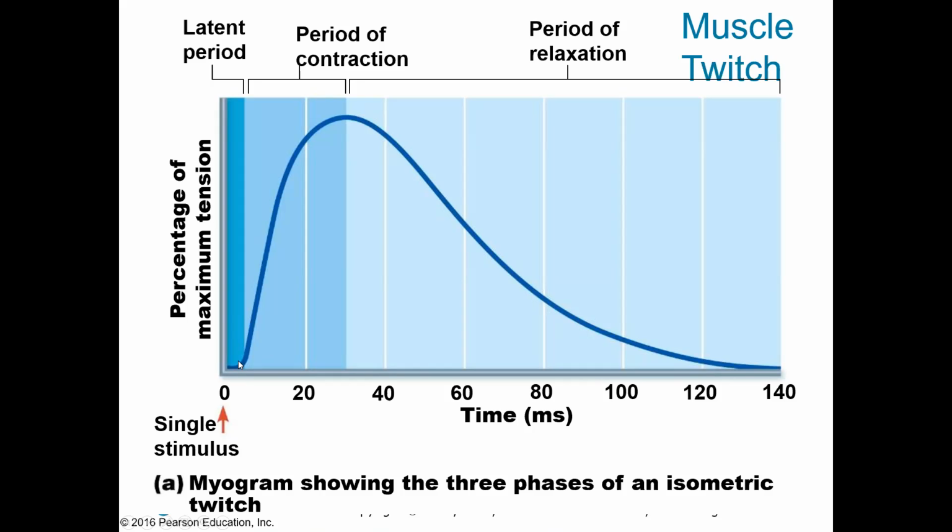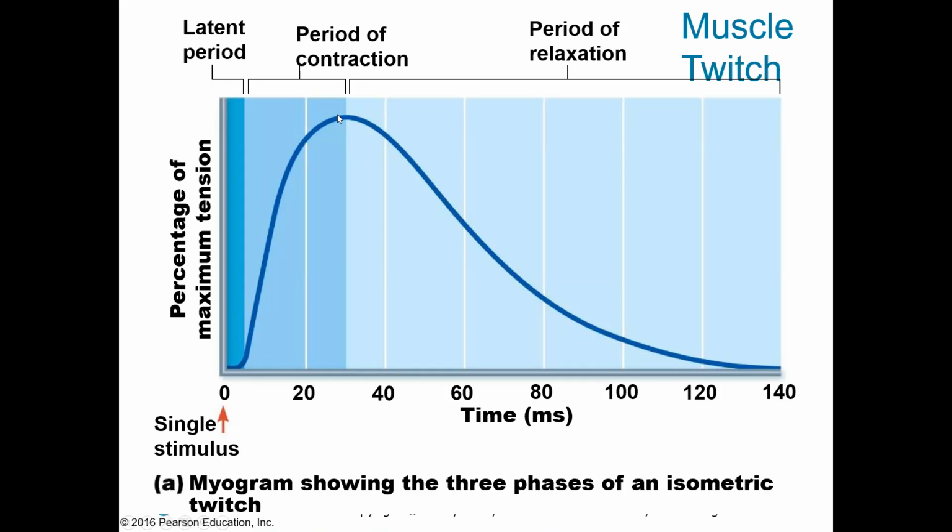So this is the latent period when we are receiving the action potential, opening up the calcium-filled terminal cisterns, flooding the sarcoplasm with calcium, allowing the calcium to bind to the troponin, causing the troponin and the tropomyosin to roll out of the way, exposing the binding sites. And as we expose the binding sites here, we can see that the tension increases as the myosin heads grab onto the actin.